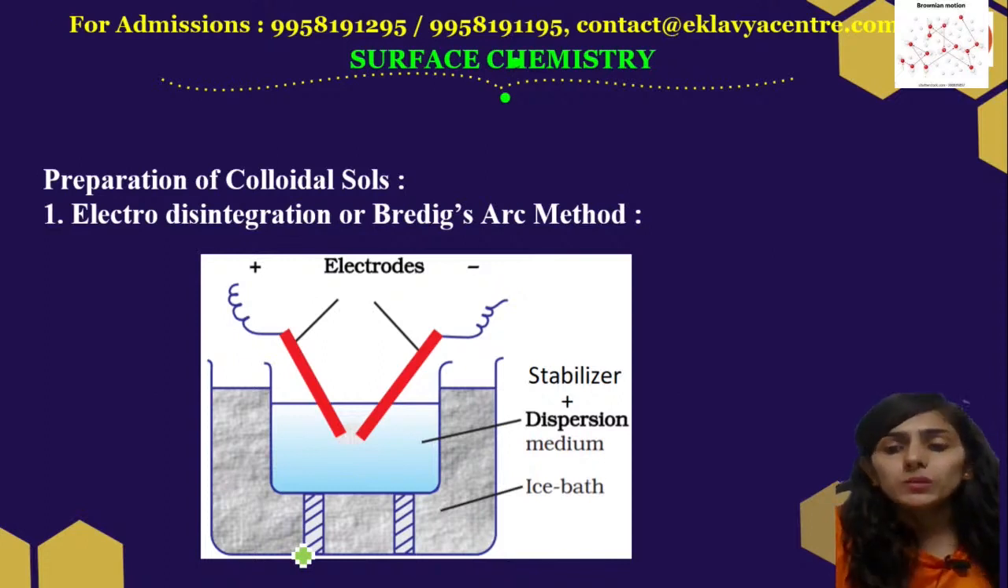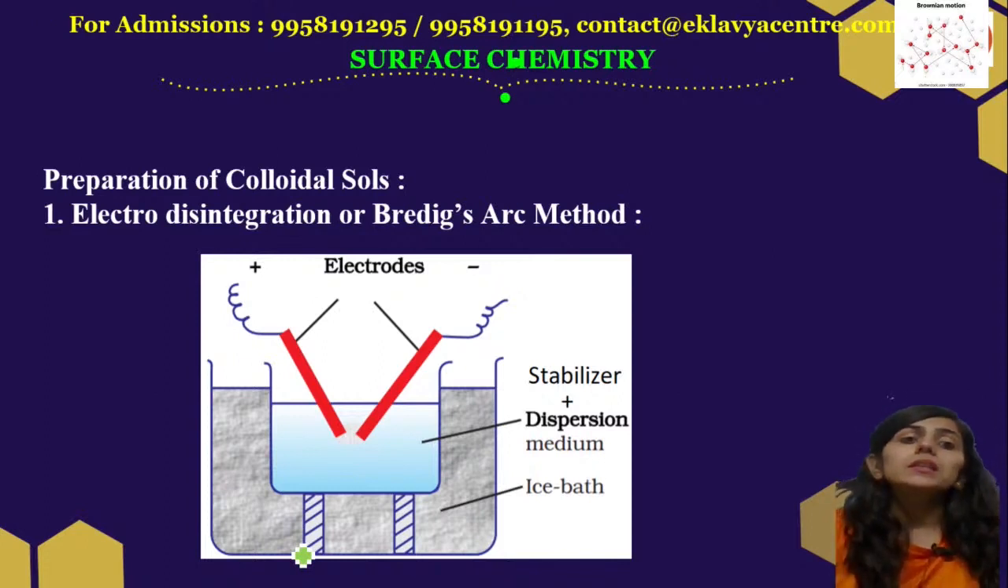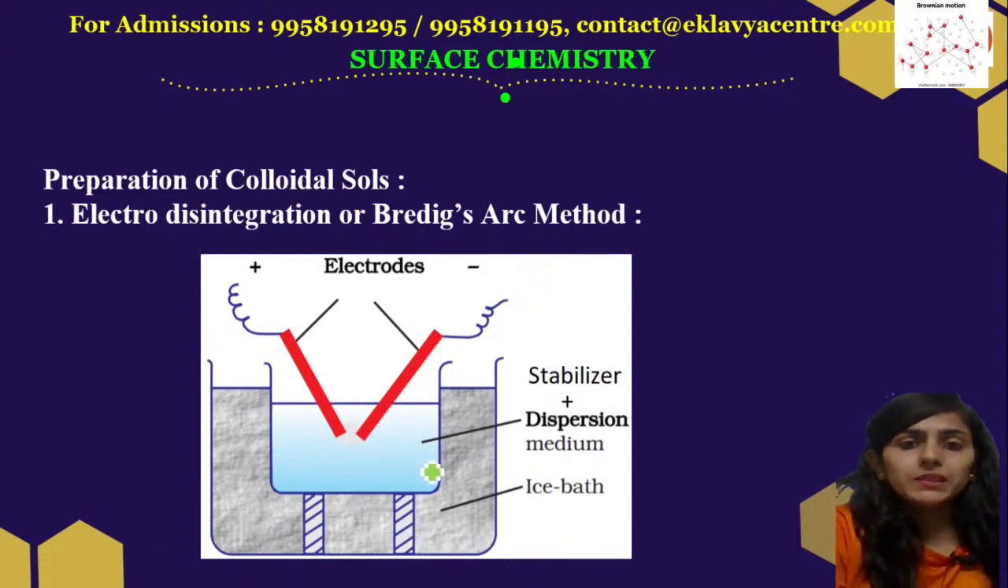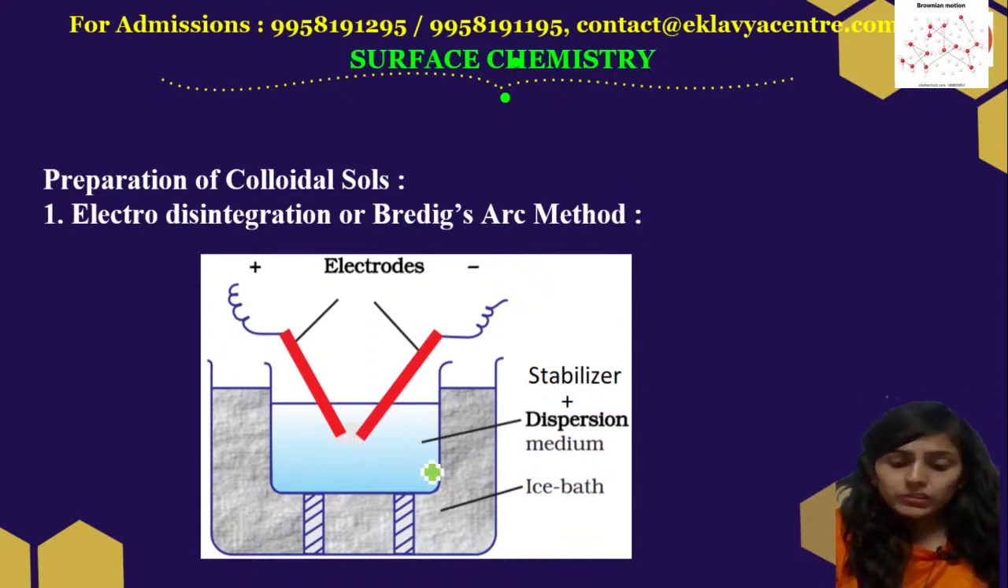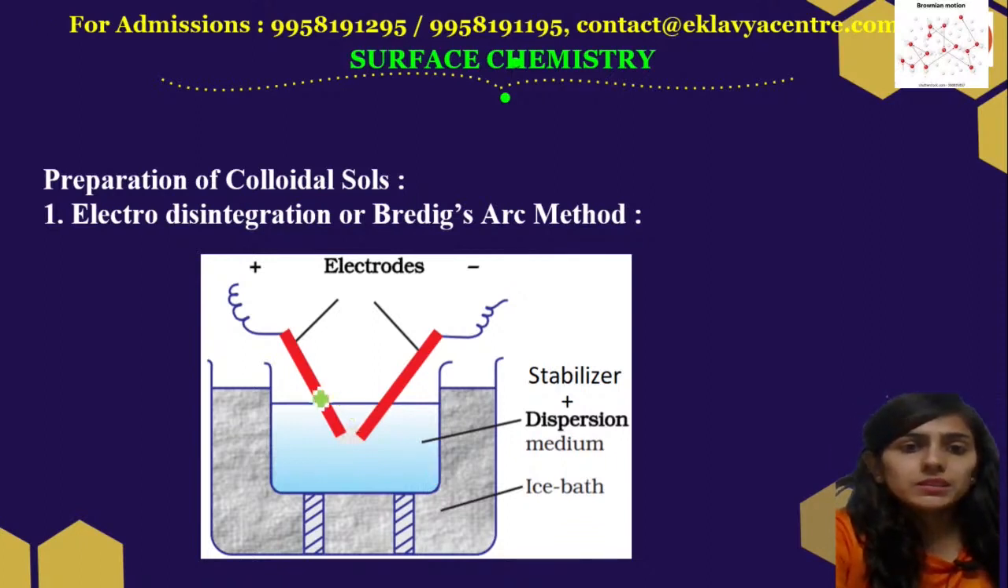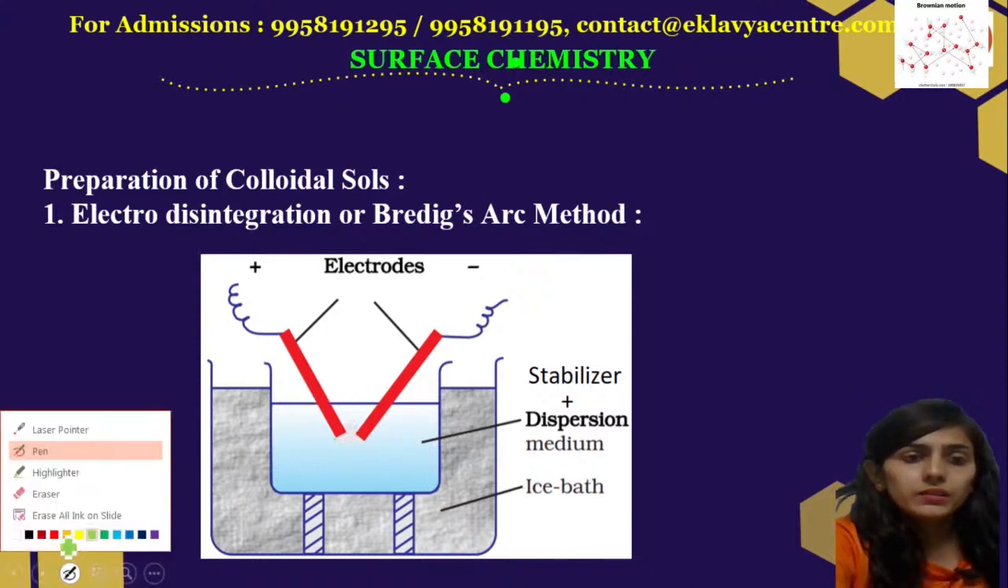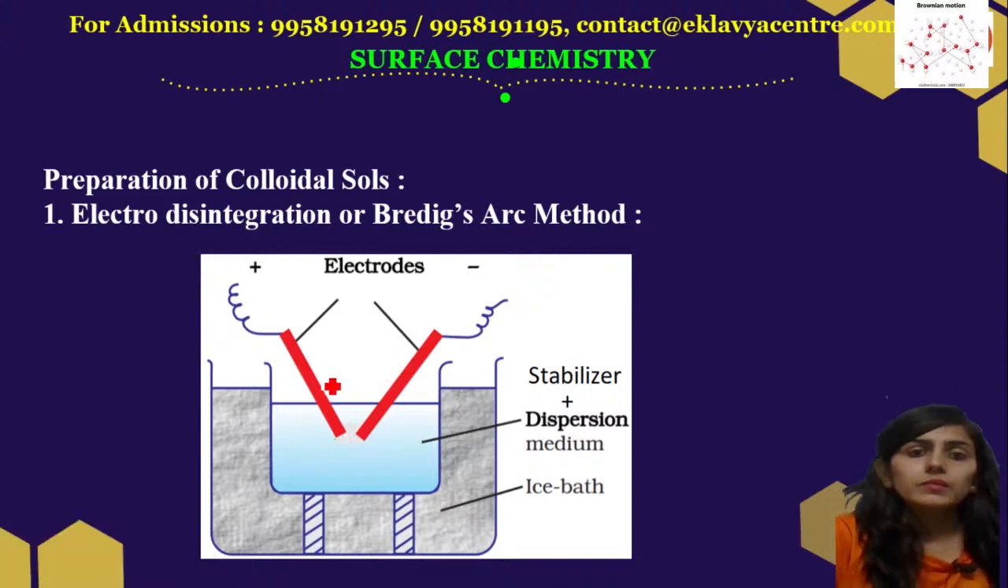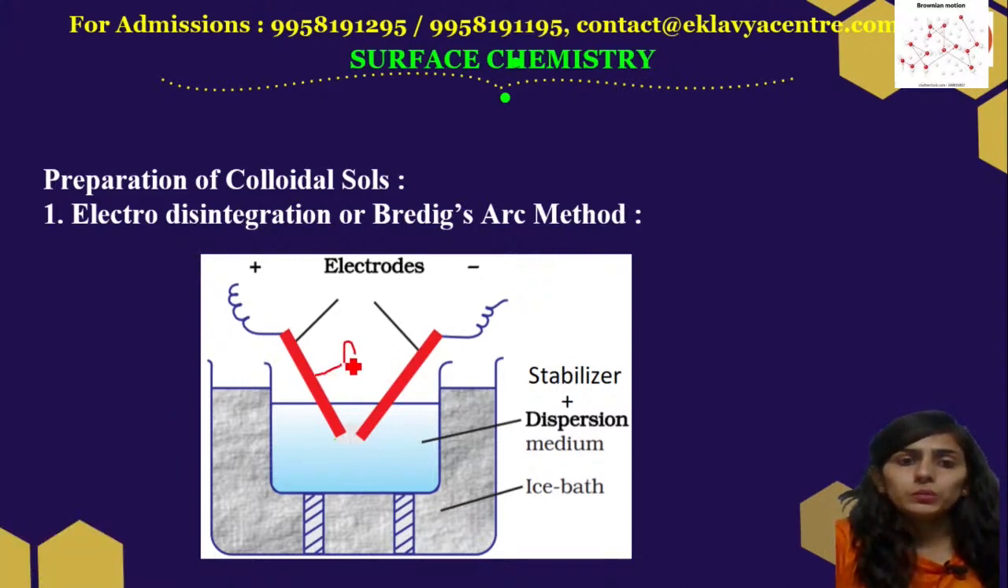Now how are colloidal sols prepared? The first method is electrodisintegration or Bredig's arc method. What is this method? In this method, we have an ice bath, a dispersion medium and a stabilizer. We actually use an electrolyte to stabilize it. So this is the electrolyte, and suppose this is a rod of gold.